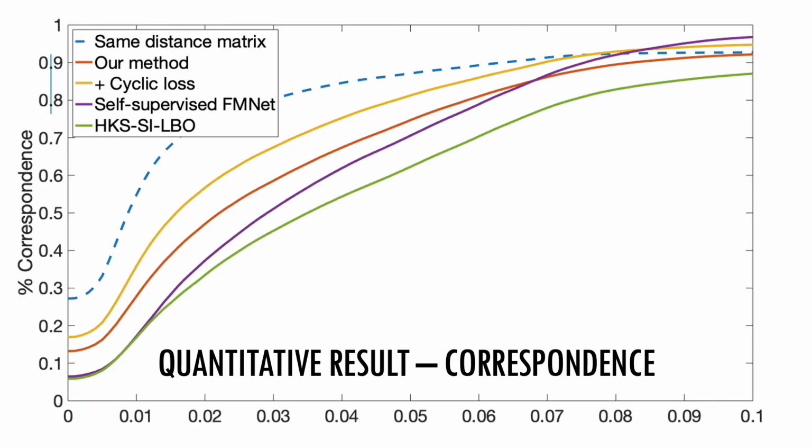Here is a quantitative result for the correspondence on the Faust dataset. And as you can see, our method, with both losses, the unsupervised loss and the cyclic loss, got better correspondence than the unsupervised loss FMNet by Halimi et al., which was the state-of-the-art method in the self-supervised challenge. Another thing I want to point out is the correspondence in the case of our ablation, which shows that without the ground truth error, our optimization can reach a much higher correspondence.